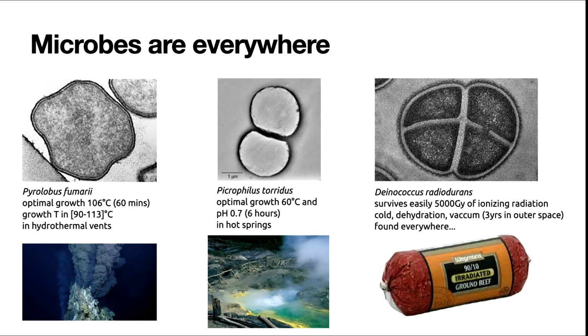This is another organism that lives in hot springs at extremely low pH, so extremely acidic conditions, and again, can reproduce quite rapidly: a cell becomes 2 cells in about 6 hours.